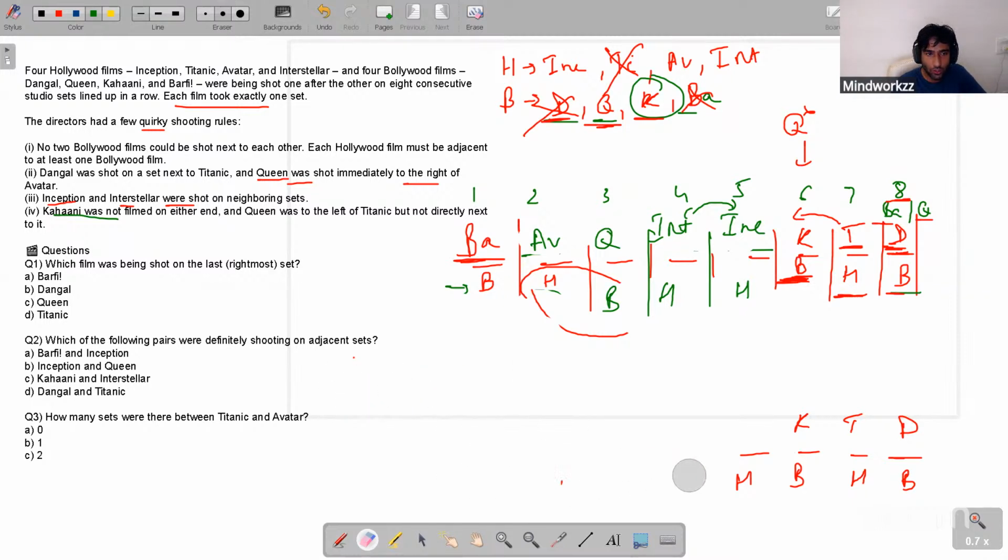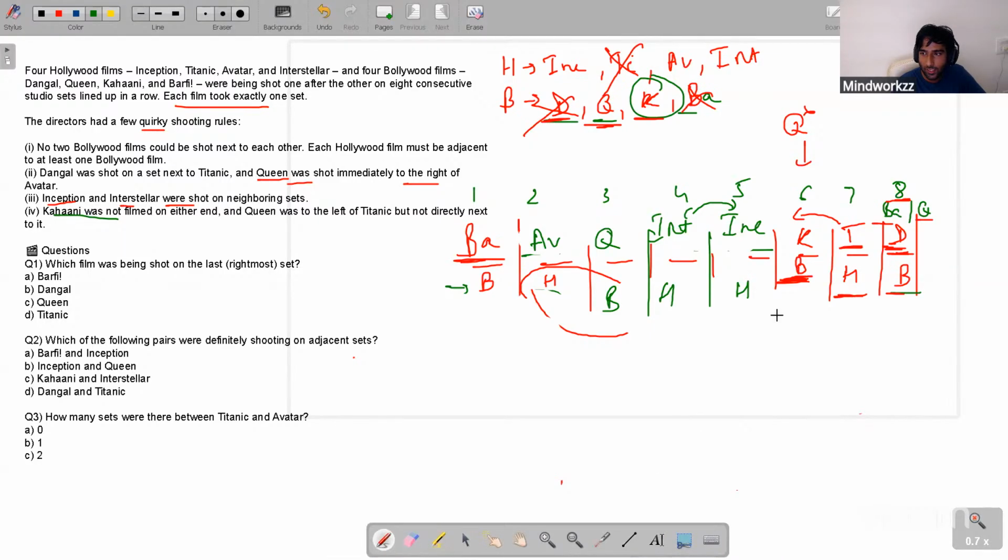The first question is which film was being shot on the last rightmost set. So rightmost set, Dangal was being shot. So the first answer to the first question is Dangal.